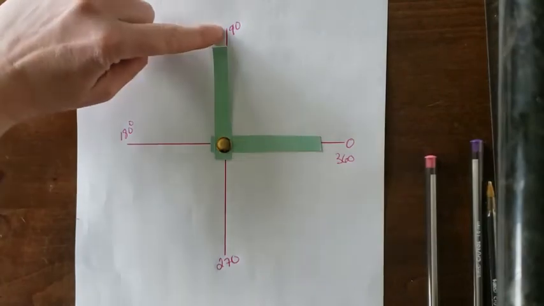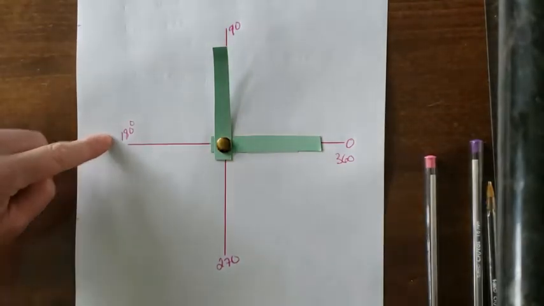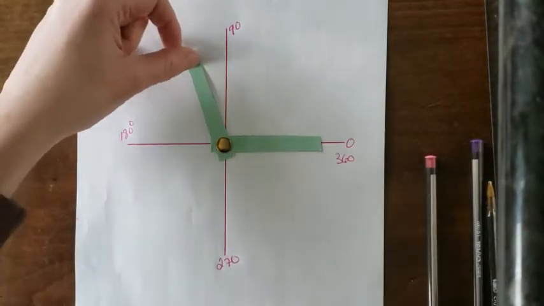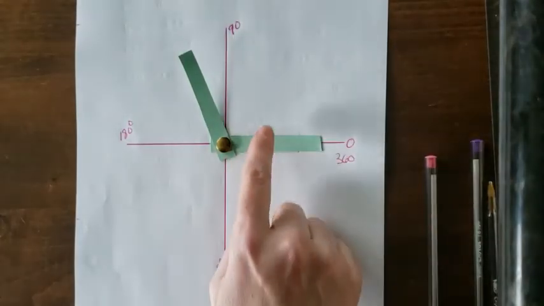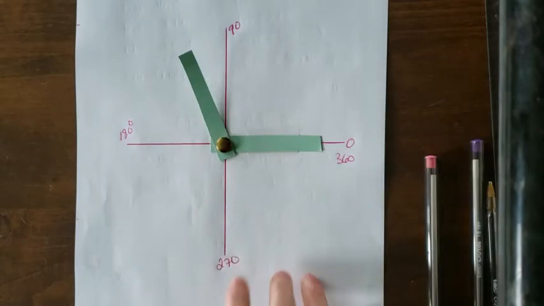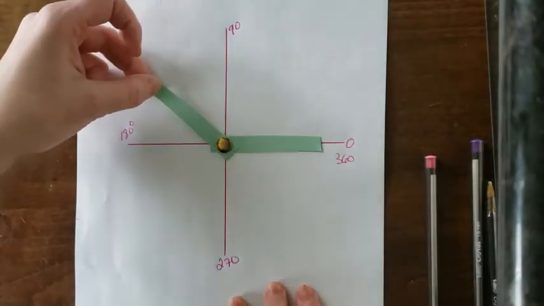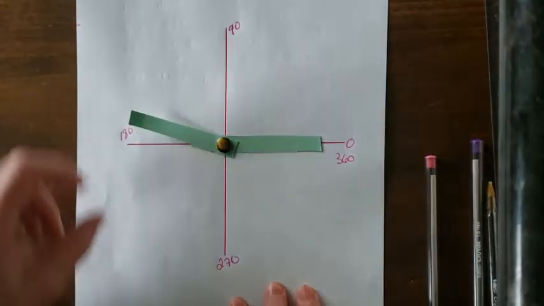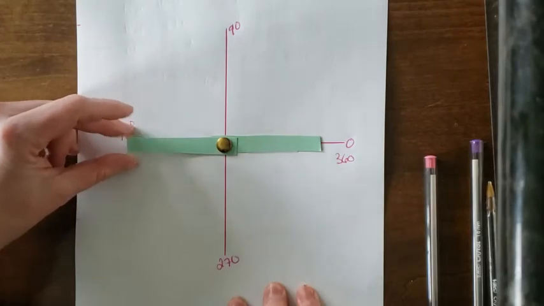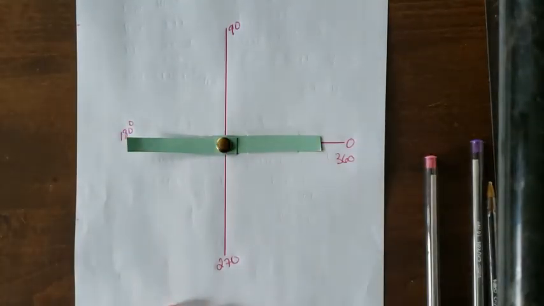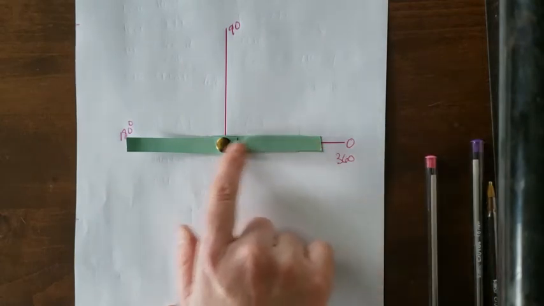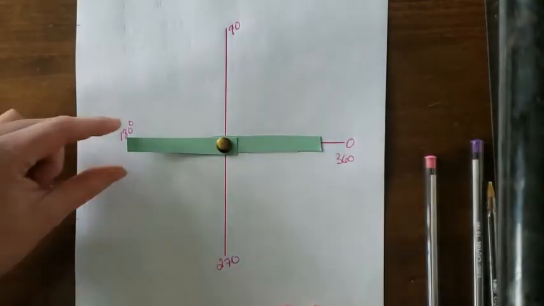Anything between the 90 and the 180 is called obtuse. So if you see an angle that's a little bit bigger than the 90, we call that obtuse. So that's an example of obtuse. If we stopped right at 180, it'll look like a straight line, and it's actually called a straight angle. So a straight angle is equal to 180 degrees.